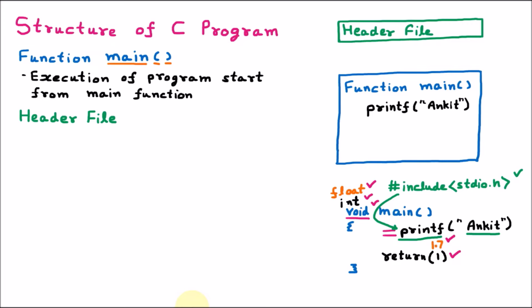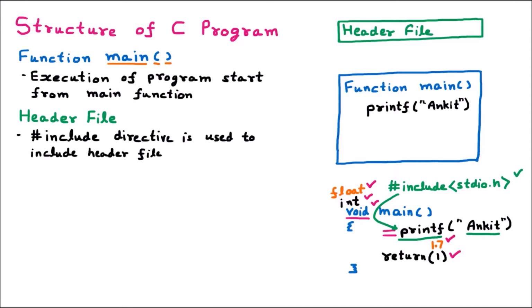To include the header file in your program, we need a pre-processor directive which is called #include. All the header files which are part of C programming have the extension .h. Then afterward we have the next part of the structure of a C program, that is the declaration part.